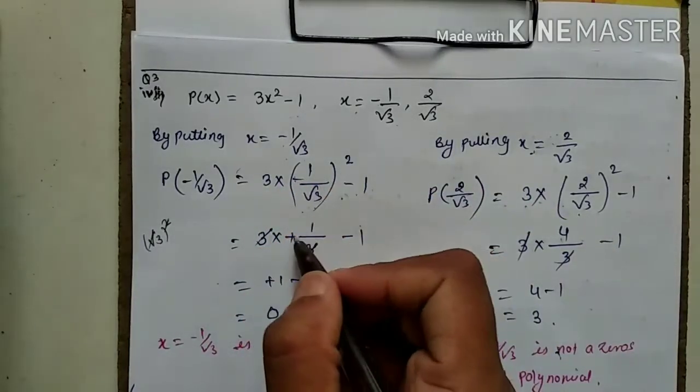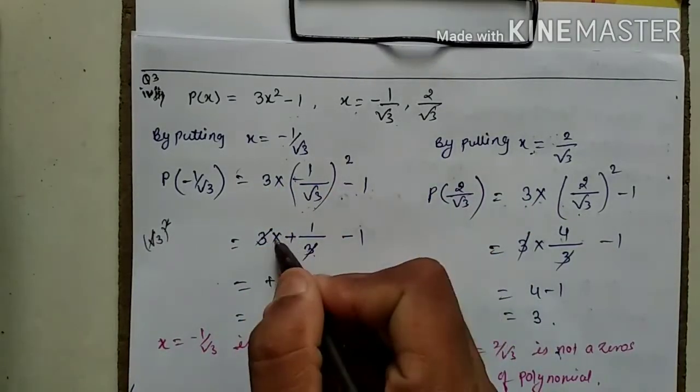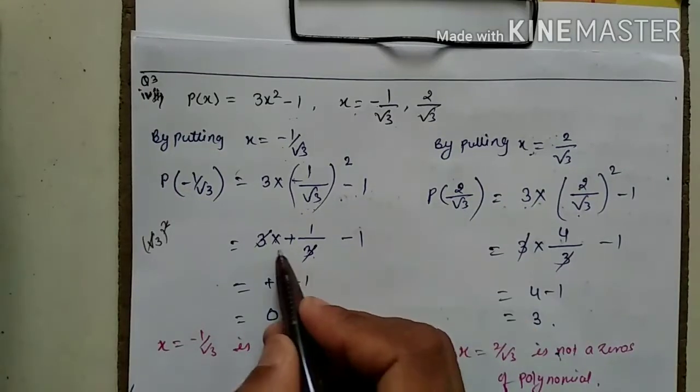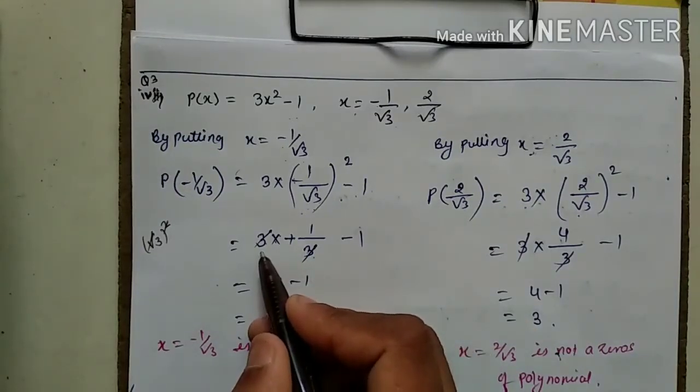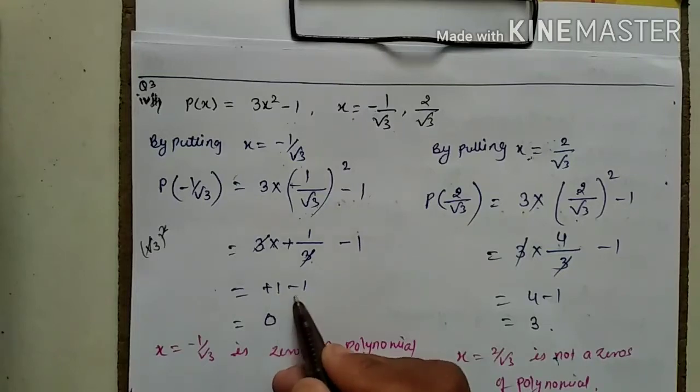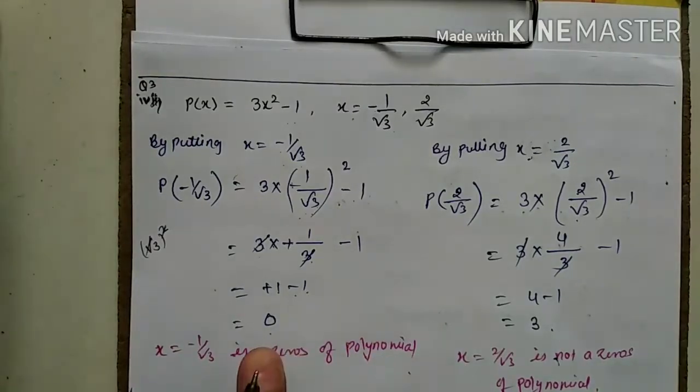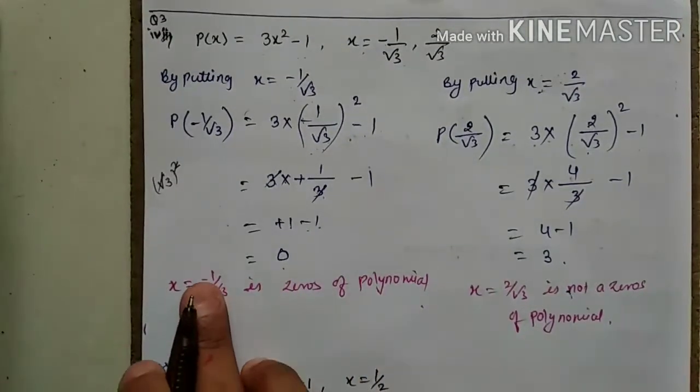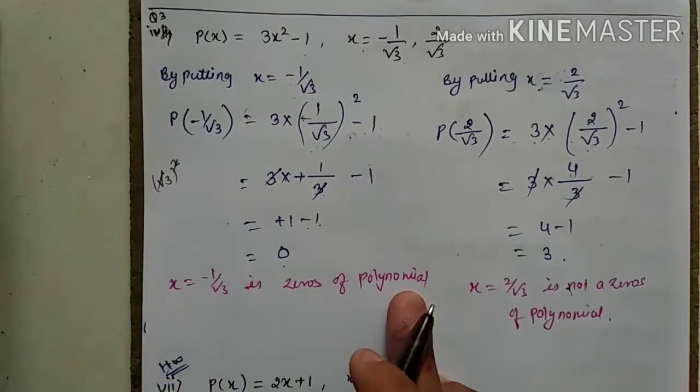So negative square is positive. So 3 cancels with 3 because it is multiplying. It is giving numerator and denominator, so just cancel it. So what are you getting? Plus 1 minus 1 becomes what? 0. So you are getting 0 here. So what will you write? X equals to minus 1 by root 3 is the zero of the polynomial.